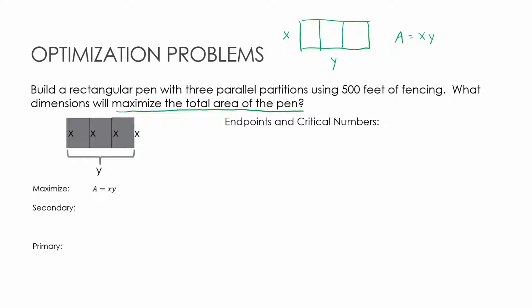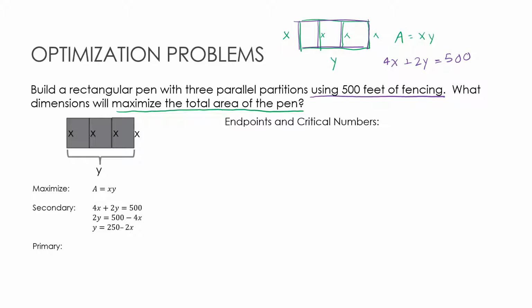And notice there I've just labeled that each of these is x, and that's to help me to come up with my secondary equation, which says I'm using 500 total feet of fencing. So if I'm using 500 feet of fencing, and I have 1, 2, 3, 4 x's, and I have 1, 2 y's, then it would make sense that this would be a secondary equation.